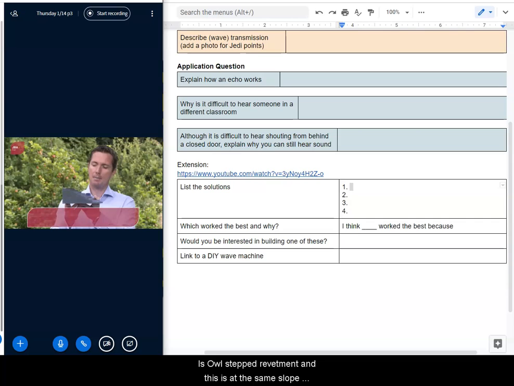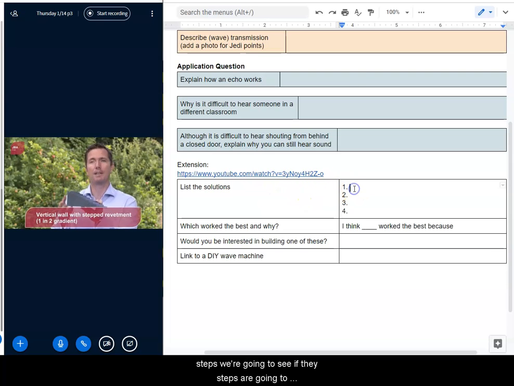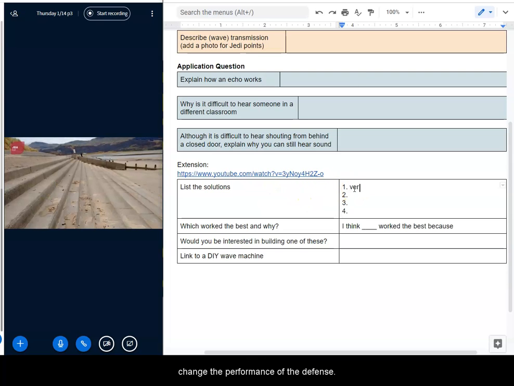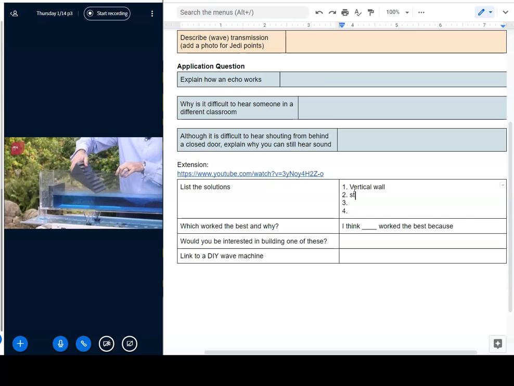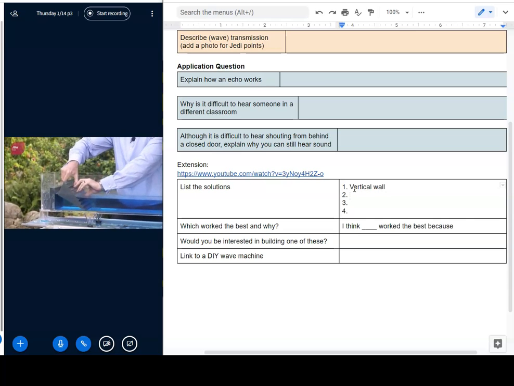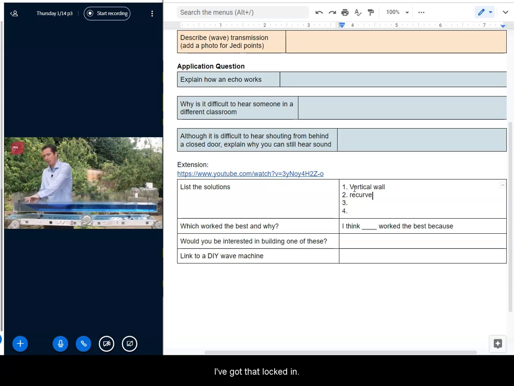Now the next defence we're going to be testing is our stepped revetment. Now this is at the same slope as our other revetment, except the only difference is it's essentially got steps. We're going to see if these steps are going to change the performance of the defence. I've got that locked in, and we'll run our 5 waves.